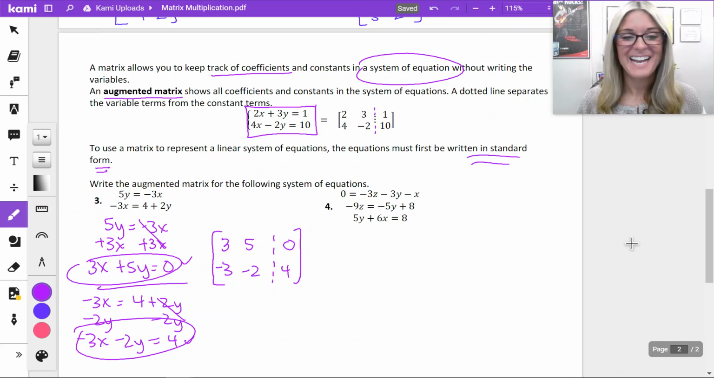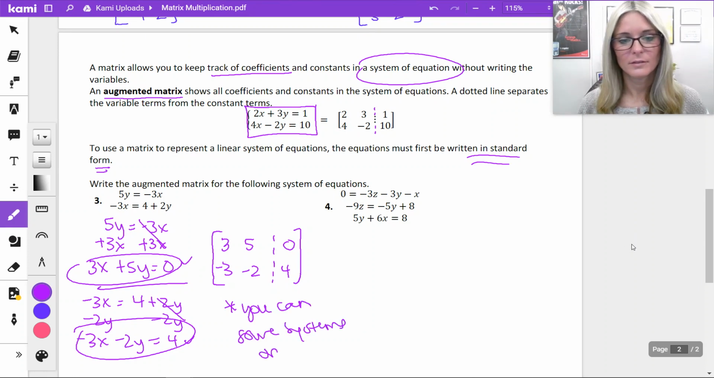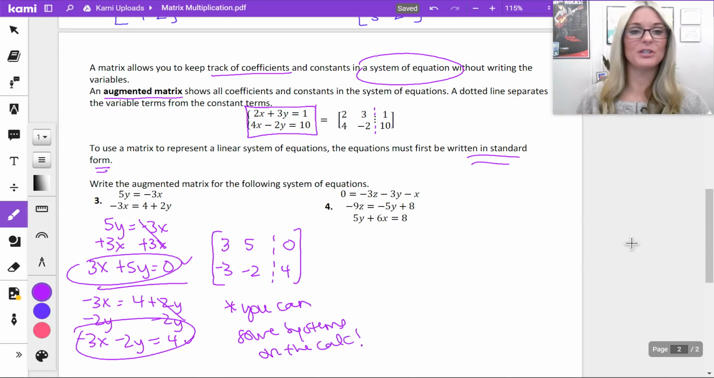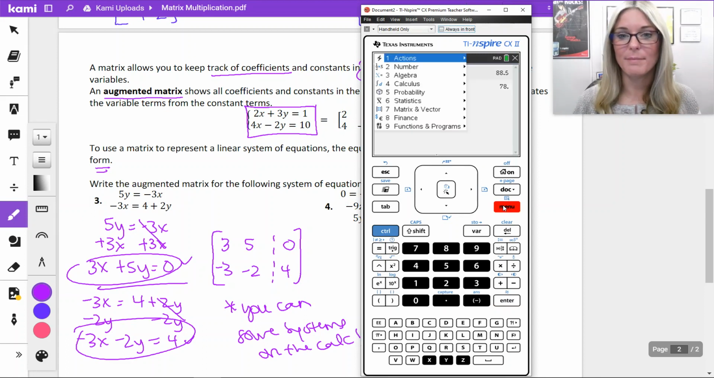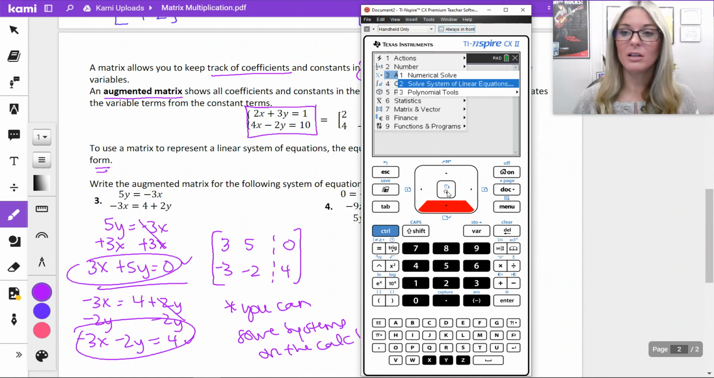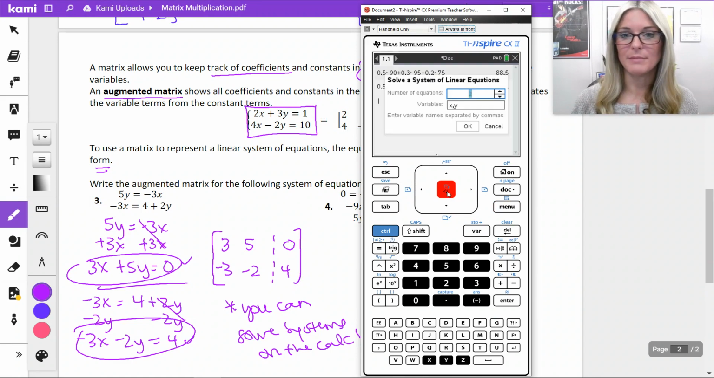Pretty simple, huh? Now, if you happen to be asked to solve an augmented matrix, remember we solved systems on the calculator. So let's grab the calculator and let me just remind you of those steps if you happen to be asked to solve an augmented matrix, which is just a system. On your calculator page, we go to Menu, Algebra, Solve System of Linear Equations. It does have to be all linear here, and that's what we're using to write these augmented matrices. For this example, number 3, there were only 2 equations, so we're going to leave it at 2.